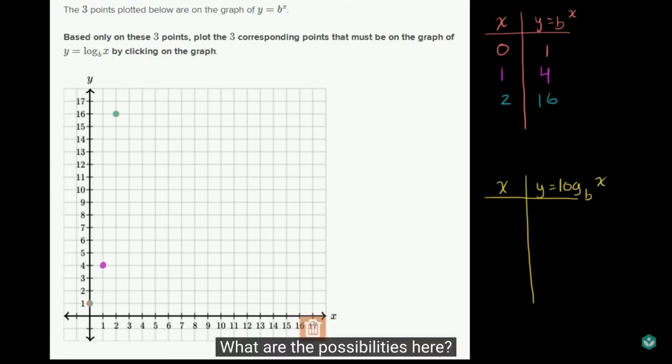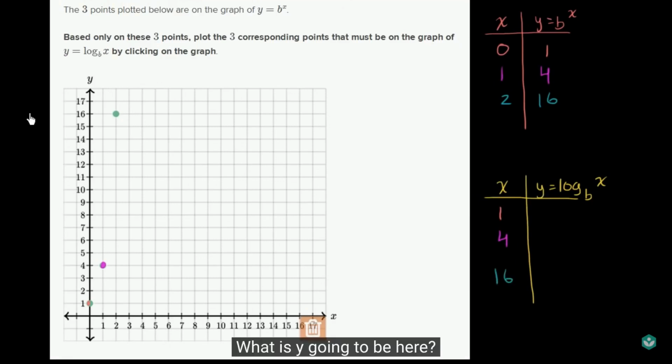And so what are the possibilities here? So what I want to do is let's take these values, because these are essentially inverse functions. Log is the inverse of exponents. So if we take the points 1, 4, and 16.